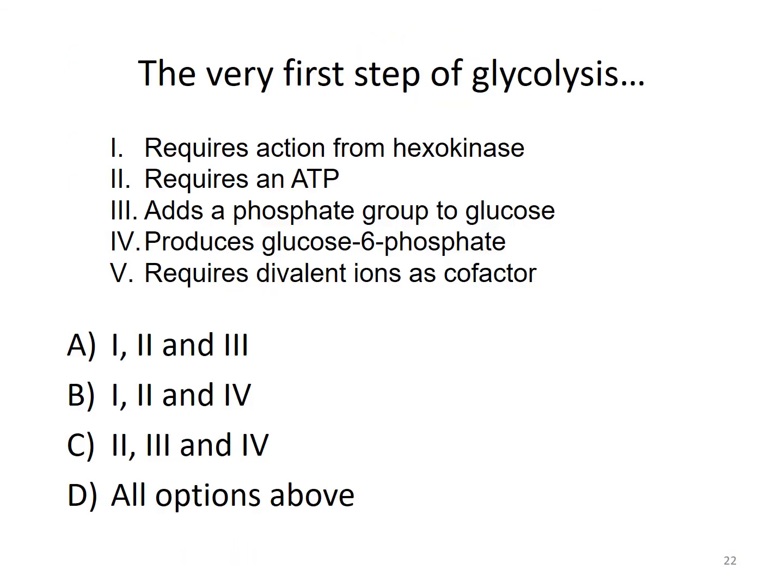Okay, here is a question to test your understanding. Please pause the video for a moment. And the answer is D, all options above. So in the very first step of glycolysis, you need the help from hexokinase, and you also need ATP, which will add a phosphate group to glucose producing G6P. For this enzyme to function, it will require the presence of a divalent ion, which is Mg2 positive, as the cofactor.